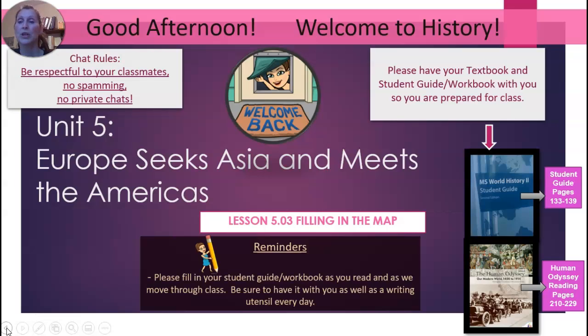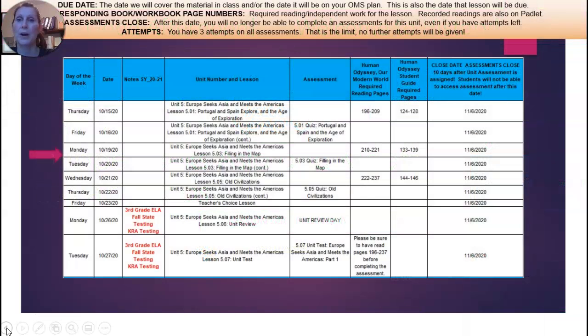All right, so we are going over lesson 5.03, filling in the map. You do need to make sure that you have your reading pages 210 to 229 complete when you finish this lesson. So please make sure that you have that done. Not everything that we cover in class covers everything in the book. So as long as you're getting the book done, you will be good to go.